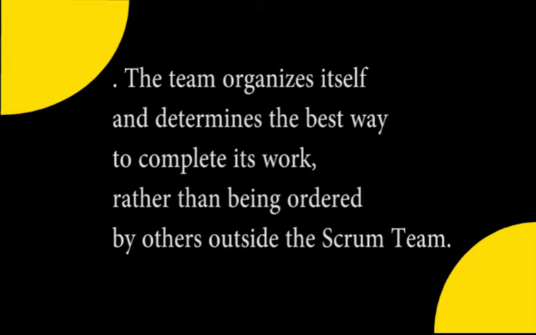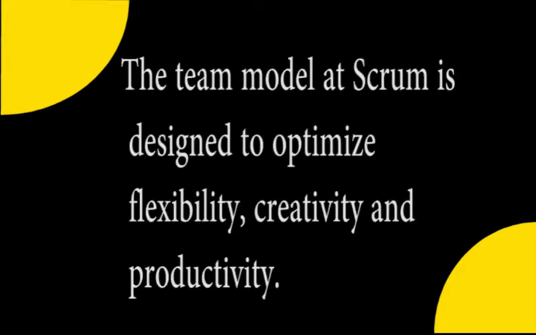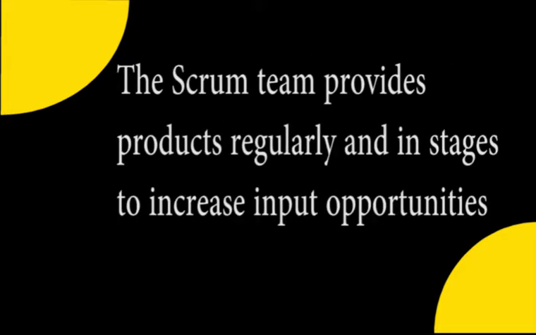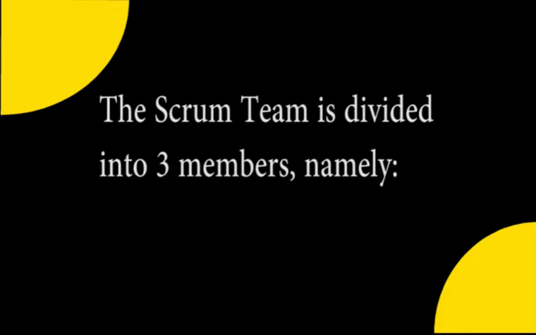The team model in SCRUM is designed to optimize flexibility, creativity, and productivity. The SCRUM team provides products regularly and in stages to increase input opportunities, so the products are always ready to use. The SCRUM team is divided into 3 members, namely, 1.